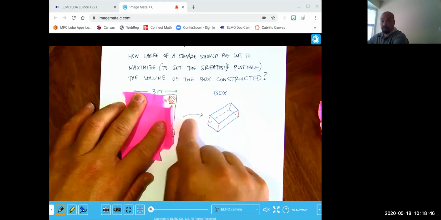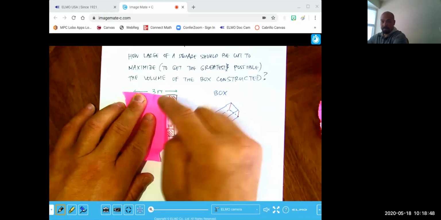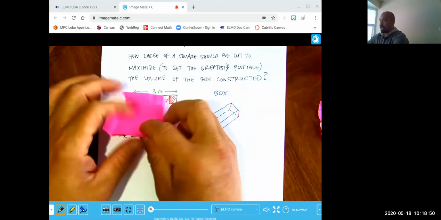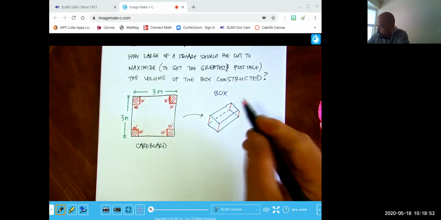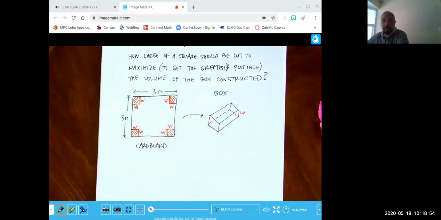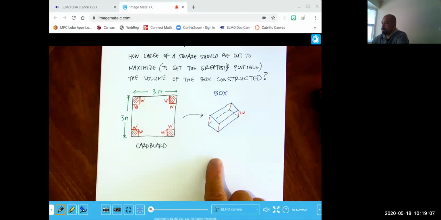Once I cut that, when I fold up, that becomes the height for that box. So over here I can relate, and that's probably why I color coded, that piece, that W, that's going to be our height for that box. So I can start to identify there. And so now let's get back to our problem.